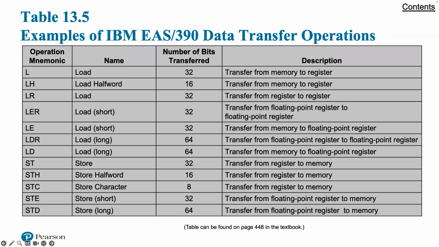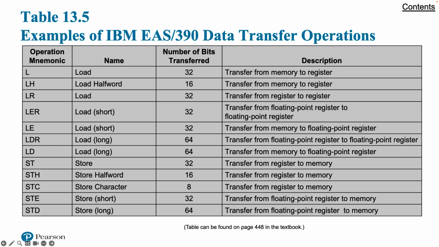So the choice of data transfer instructions to include in an instruction set exemplifies the kind of trade-offs that the designer must make. For example, the general location, memory or register, of an operand can be indicated in either the specification of the opcode or the operand. Table 13.5 shows examples of the most common IBM EAS 390 data transfer instructions. Note that there are variants to indicate the amount of data to be transferred: 8, 16, 32, or 64 bits. Also, there are different instructions for register to register, register to memory, memory to register, and memory to memory transfers.